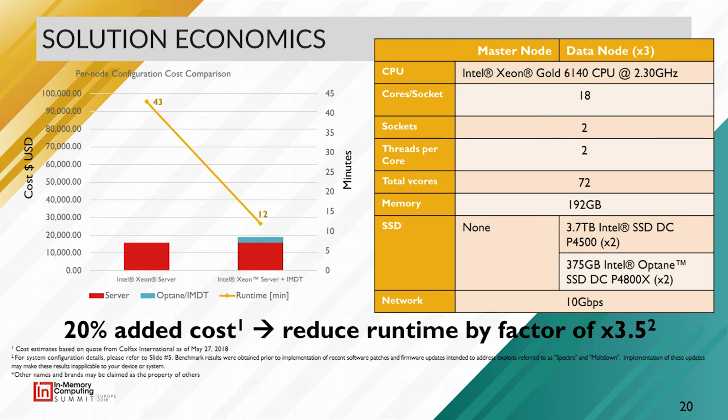But before I get to the next stage, I want to show you the solution economics of the benchmark that I ran until now. If you think about it in terms of TCO, what benefit did I get by using IMDT? I added 20% to my overall infrastructure because now I added 2 IMDTs, two Optane SSDs with IMDT per data node. I had 3 data nodes, and that increased the overall cost of my infrastructure by 20%.